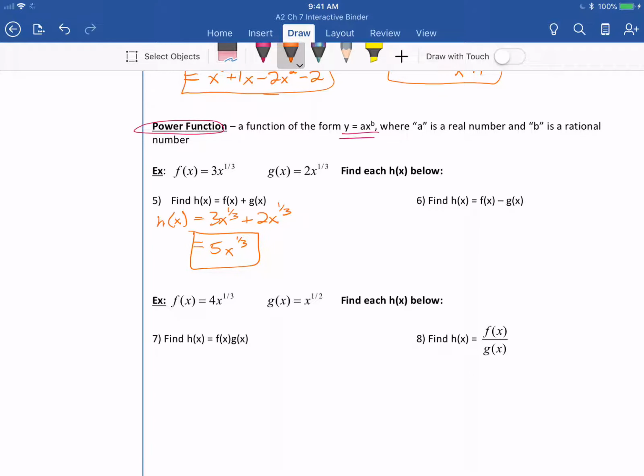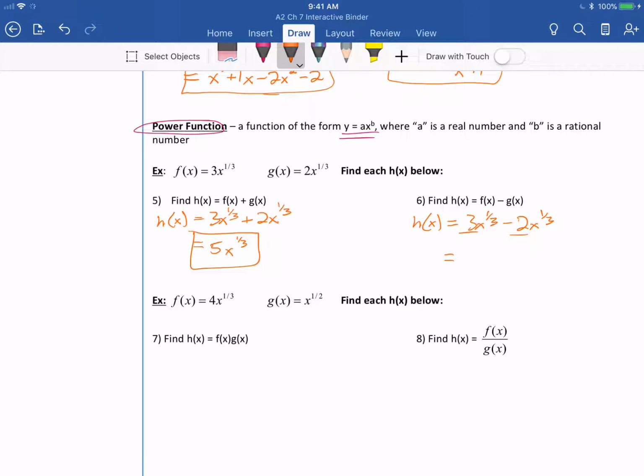Now subtracting them is really the same thing, but we're just subtracting them. I have h of x is equal to 3x to the 1/3 minus 2x to the 1/3.